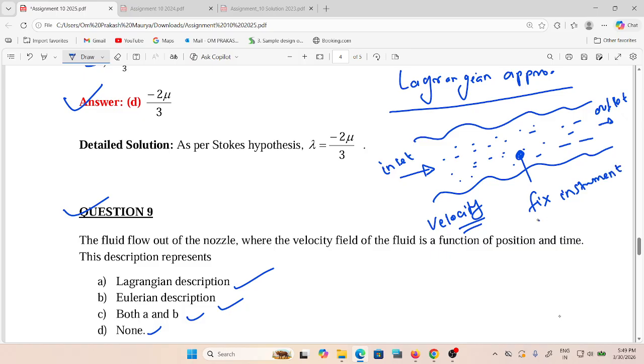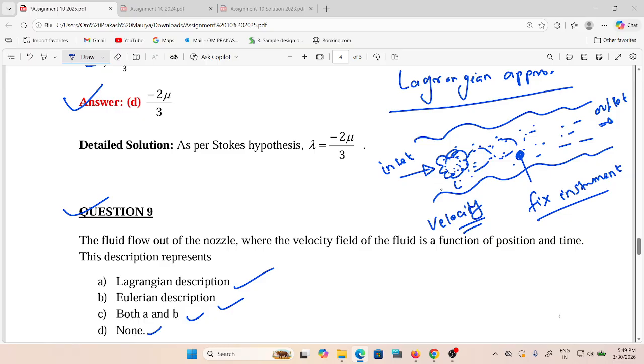Your fixed instrument. Another, you have a floating type instrument, means you will put your instrument here like that. This is your instrument and your instrument is floating with water, so at a particular time it is here, after 1 second it is here, after another second it is here, so it is moving with water.